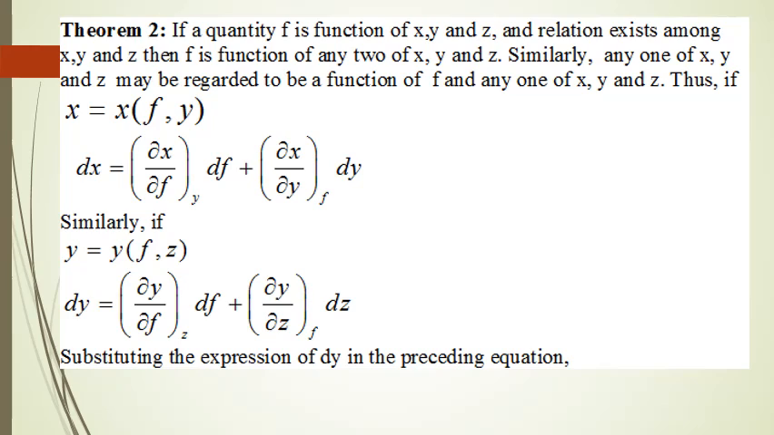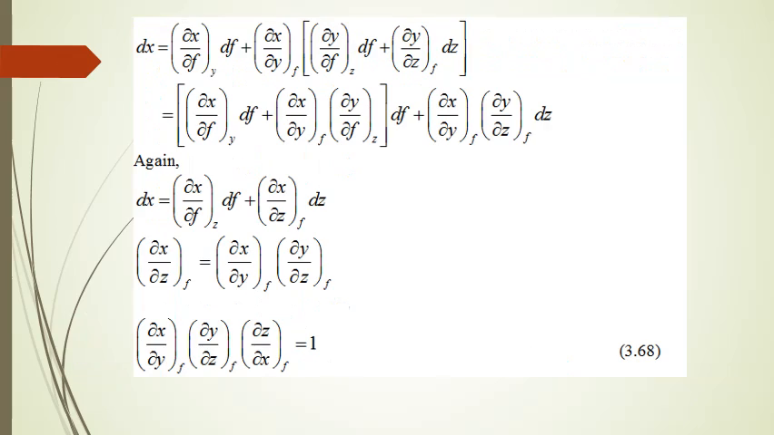dy. Similarly, if y is such that y is a function of f and z, then dy is equal to del y upon del f when z is constant into df plus del y upon del z when f is constant into dz. Substituting the expression of dy in the preceding equation, dx is equal to del x upon del f when y is constant into df plus del x upon del y when f is constant into del y upon del f when z is constant into df plus del y upon del z when f is constant into dz.